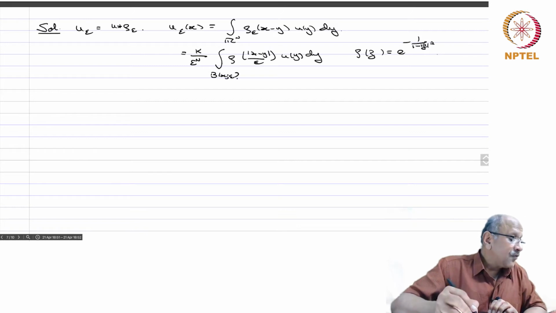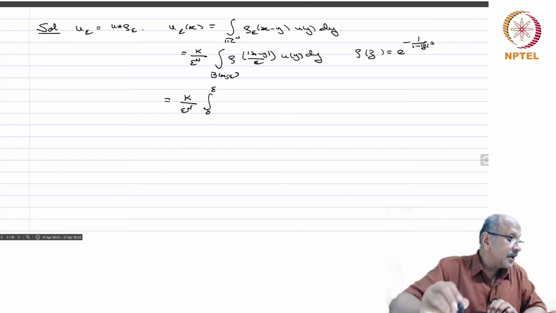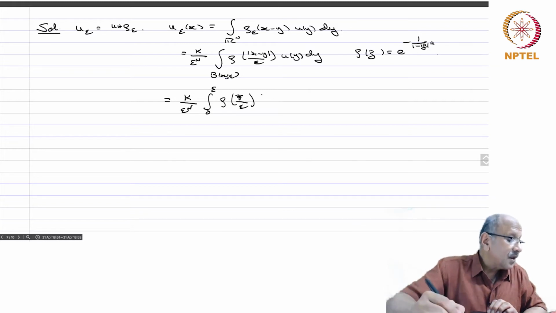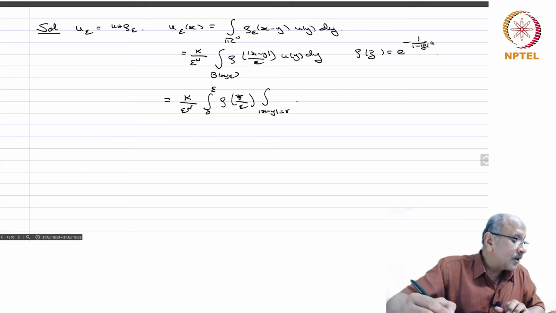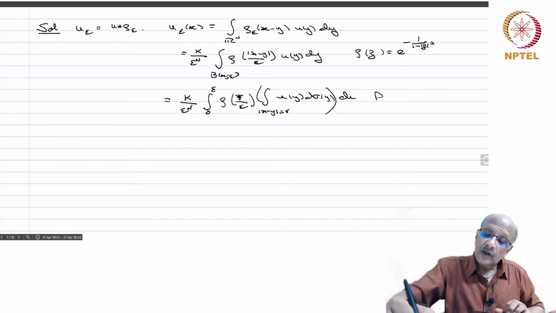Now if you write this in polar coordinates, this is k by epsilon power n, integral 0 to epsilon, of rho, so mod x minus y is r, so r by epsilon, integral over mod x minus y equal to r. So we have to integrate on the remaining coordinates, u of y d sigma y dr. So this is polar coordinates.